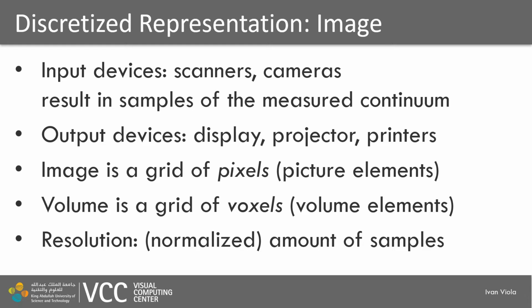The discretized representation can start already at the input devices. We know that digital cameras are raster devices, or scanners as well, and they perform sampling of their visible environment. And with a sensor, which is an array of sensing elements, they store or capture this information in the form of discrete samples.